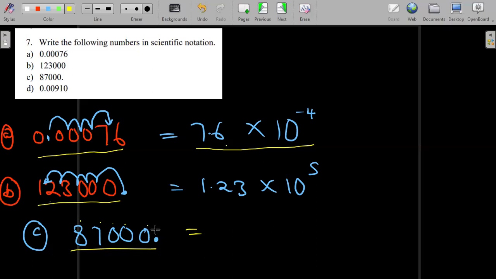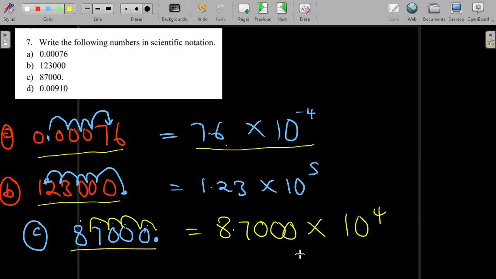We are going to move this point 1, 2, 3, 4. So I've moved that point 4 times, so it will be 8.7. But to make this number have 5 significant figures, I'll add 3 zeros like that, and then times 10 to the power 4. Since these zeros come after the decimal place, it means they are significant. So we can count them as significant. So that number still has 5 significant figures, but it is what? In scientific notation.